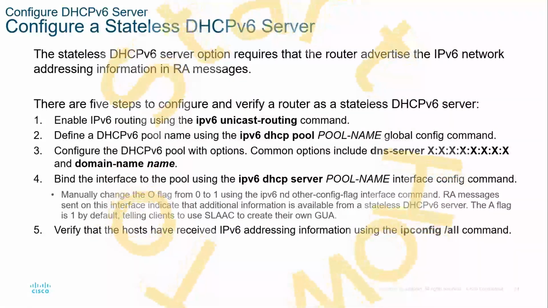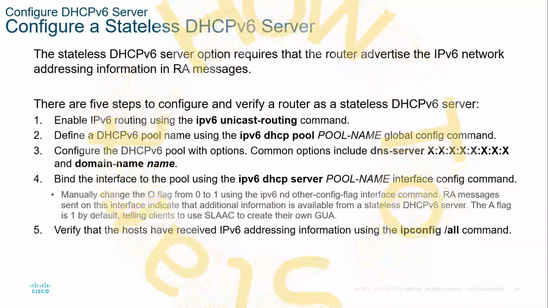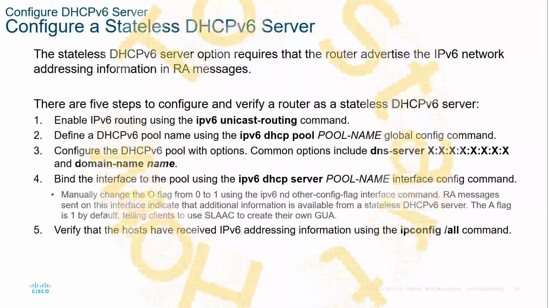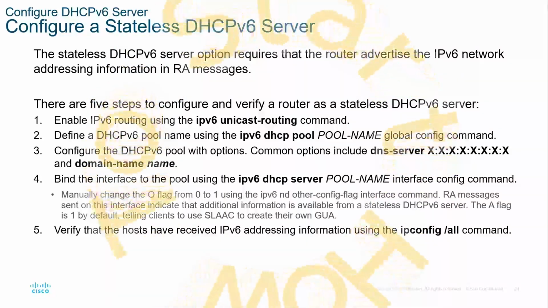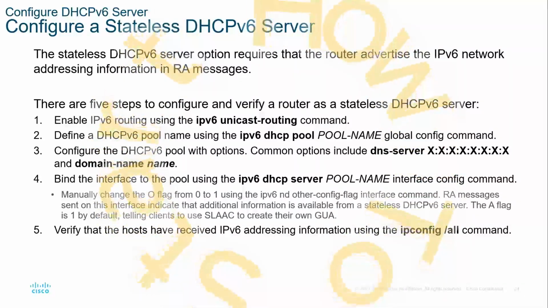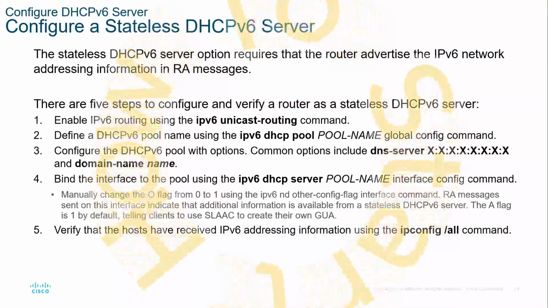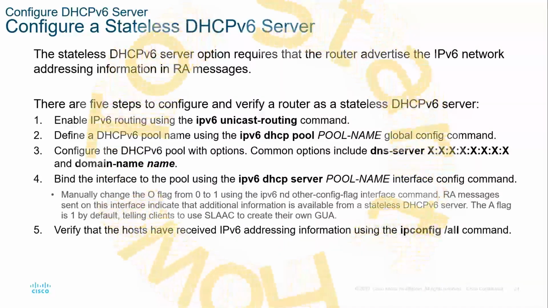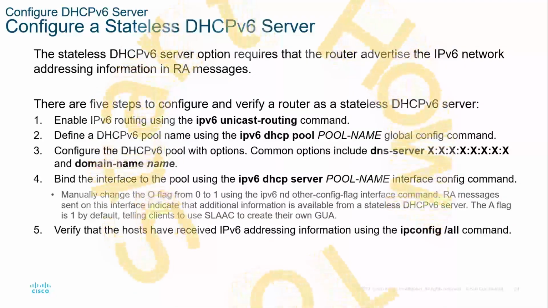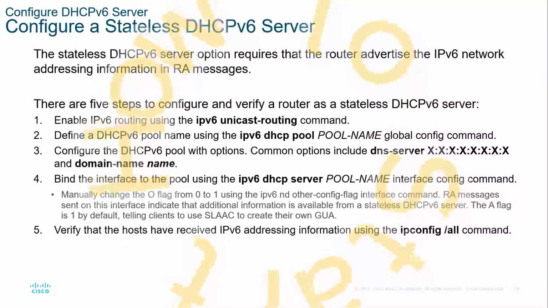The 5 main steps to configuring a stateless DHCP server. This is very similar to DHCPv4. Turn on IPv6 routing. Set up your IPv6 DHCP pool name. So instead of doing an exclude like you would with DHCPv4, here you'd be going directly to your pool name. You could set the DNS server and the domain name, and you bind the interface using a DHCP server pool name and an interface. Again, we have a lab going through this, so we can see the step-by-step configuration.